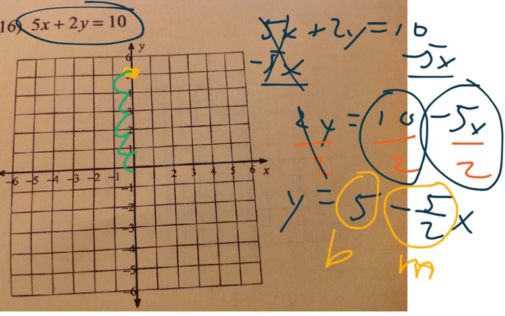1, 2, 3, 4, 5, right? Because a negative means down. Then from there, I'm going to go over 2 spaces. So my next point on the line is right there. Again, I went down 5 because of negative 5. Negative 5 means down 5. And then, of course, I went over 2. And negative 5 over 2 is the slope. And so all I need to do is connect my points. And I have my line, right?